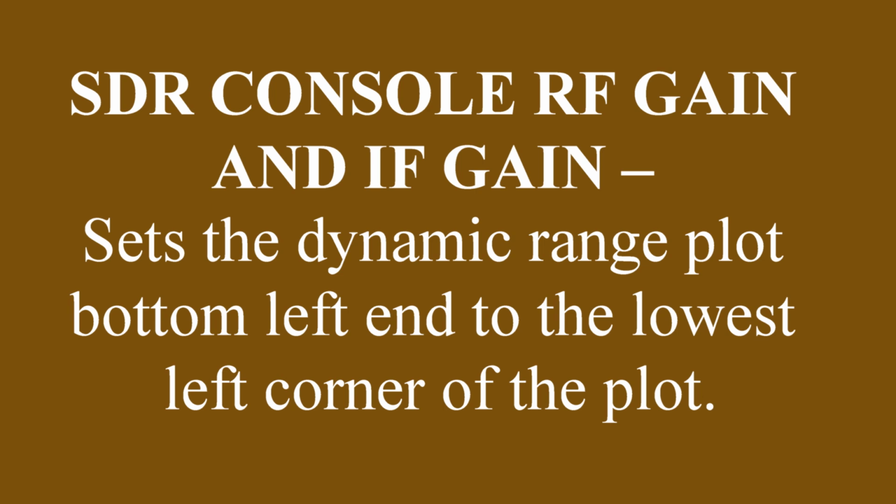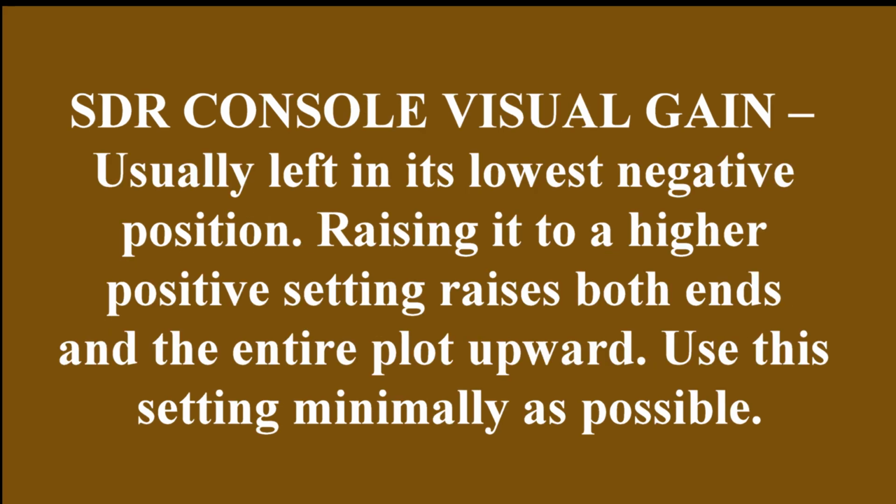The SDR Console RF and IF gain controls set the dynamic range plot bottom left end to the lowest left corner of the plot. The SDR Console visual gain is usually left in its lowest negative position. Raising it to a higher positive setting raises both ends and the entire plot upward. Use this setting with caution and minimally as possible.